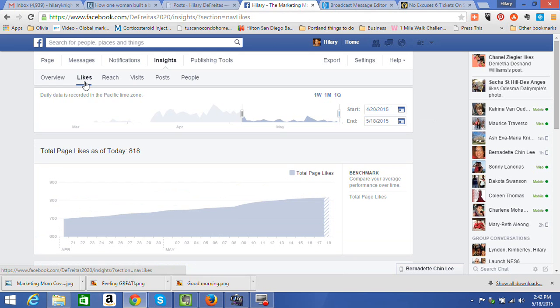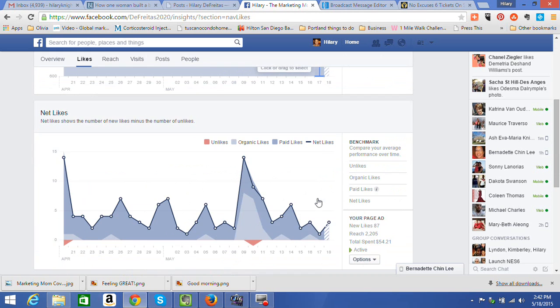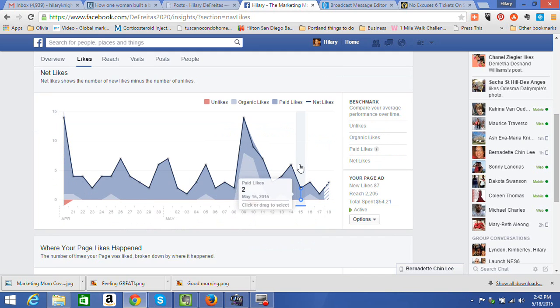Underneath the likes tab, this is going to give you your raw figures: how many likes you have per day and how it's been increasing over time. It also gives you a breakdown of your net likes over time, whether those likes have been organic, as you can see here, or paid, as you see over here. The darker blue is paid, the lighter blue is organic. And obviously you see the pinker, the unlikes.